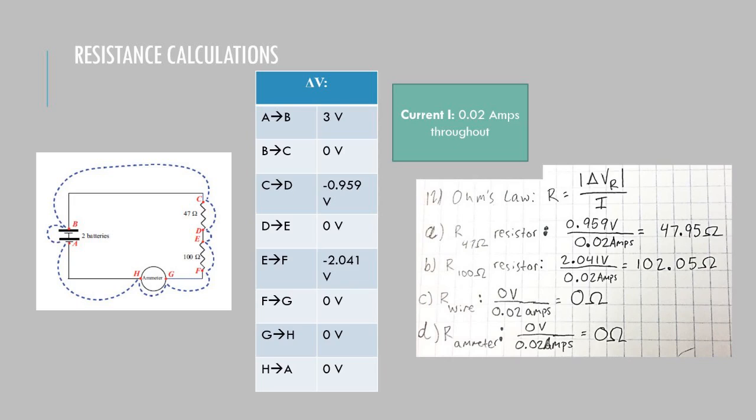In the next part, I calculated resistance from the observed values of delta V and current I using Ohm's law. The R values I got for the two resistors were higher than the theoretical values of 47 and 100 ohms. As you can see, for the 47 ohm resistor, I got 47.95 ohms, and for the 100 ohm resistor, I got 102.05 ohms, and for the wire in the ammeter, I got 0 ohms as expected.